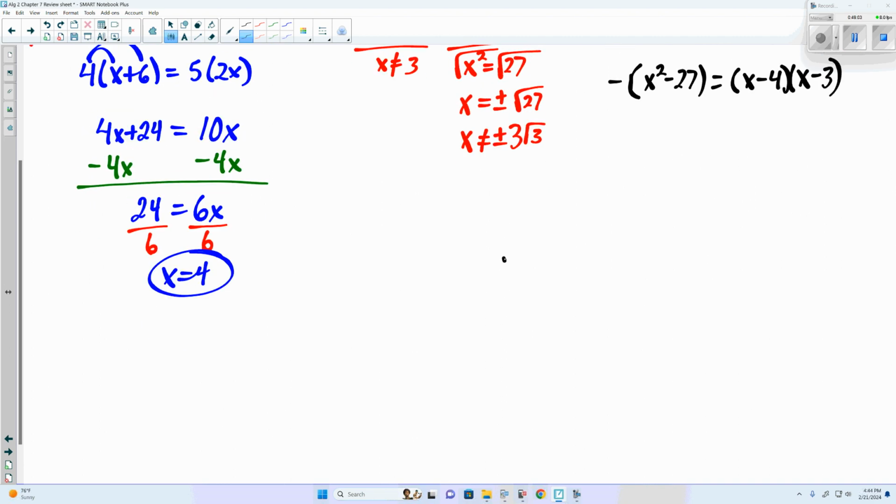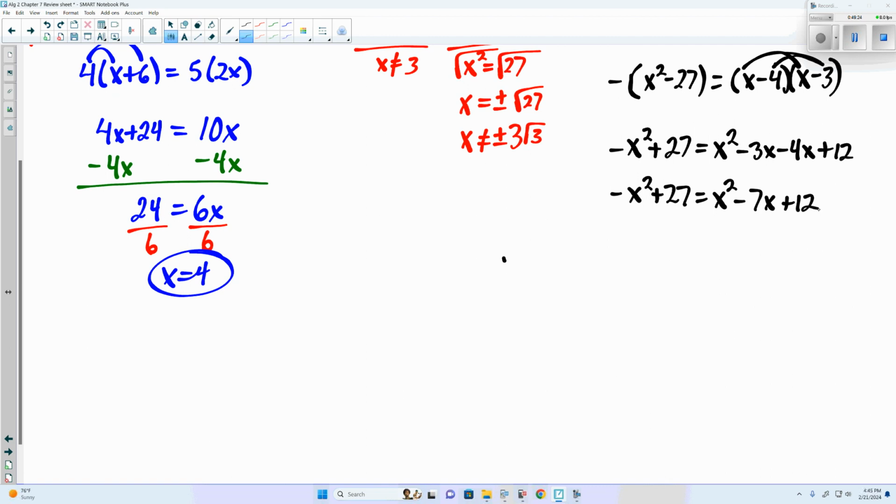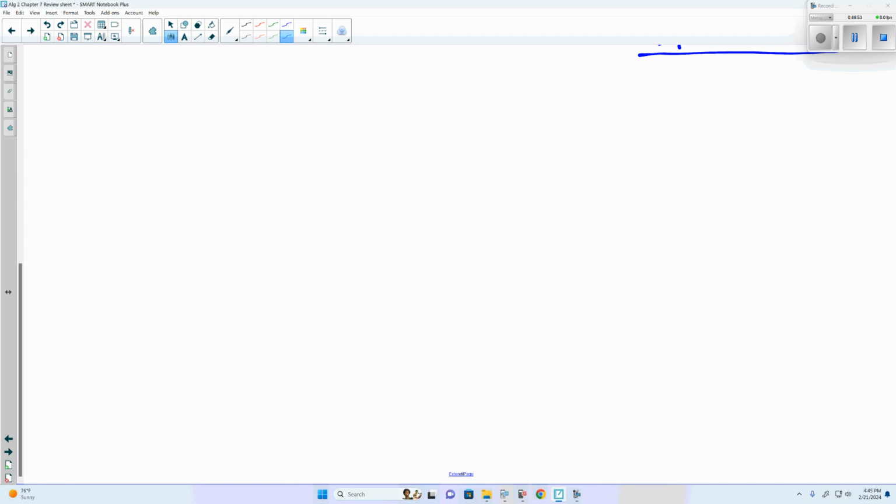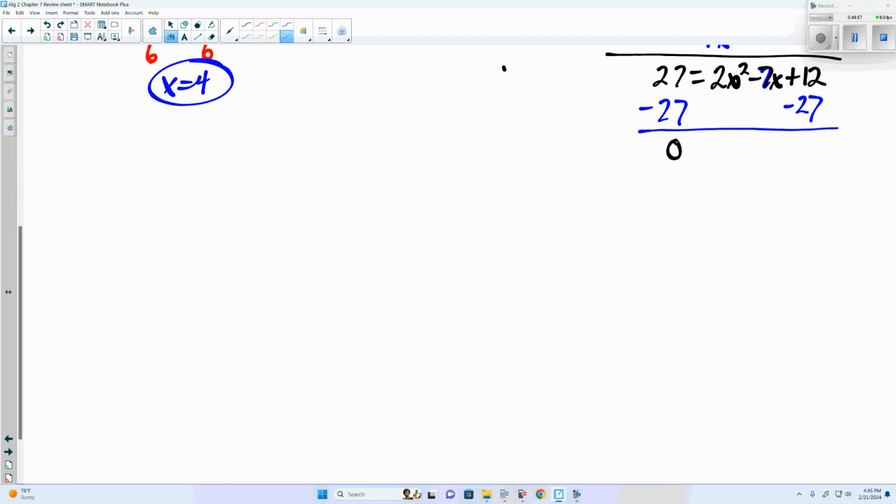At this point, we can distribute. We're going to distribute the negative, giving us negative x squared plus 27. Here we're going to distribute the x, giving us x squared minus 3x. Distribute the negative 4: negative 4x plus 12. At this point, we can combine like terms. Negative 3x and negative 4x combine to give us negative 7x. Now because we do have an x squared term, we need to get this equal to 0, so we can add x squared to both sides, telling us that 27 is equal to 2x squared minus 7x plus 12. At this point, we can subtract 27 from both sides, which will give us 0 is equal to 2x squared minus 7x minus 15.